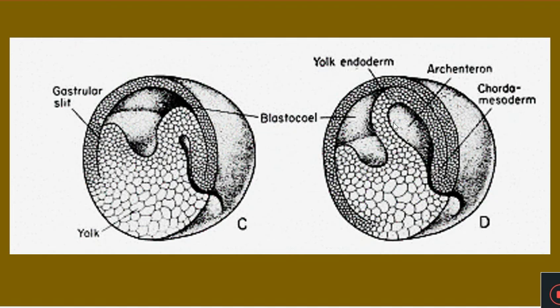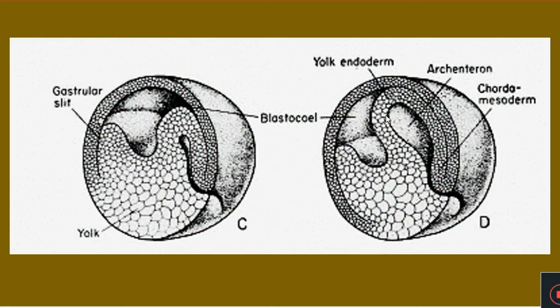In the next diagram, you can see the blastocele is further reduced and displaced to this position because of the movement of the yolk, as it was already mentioned. Since the yolk moved upward, the blastocele is displaced to this direction. The Archenteron is expanding. Now you can also see the chorda mesoderm. It is involuting. Involution of the chorda mesoderm.